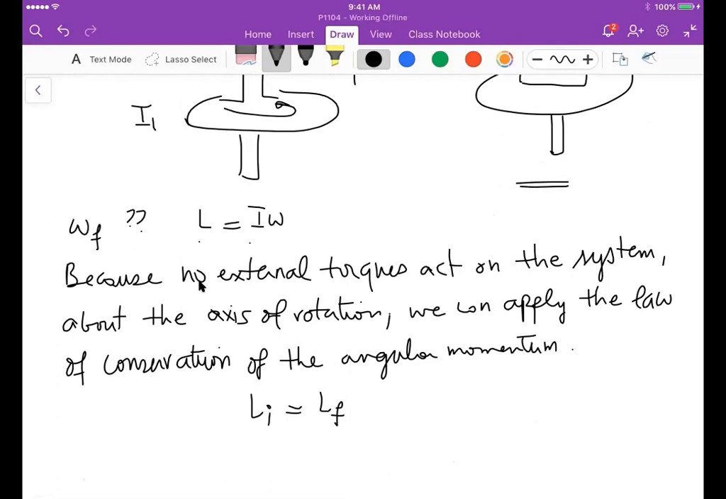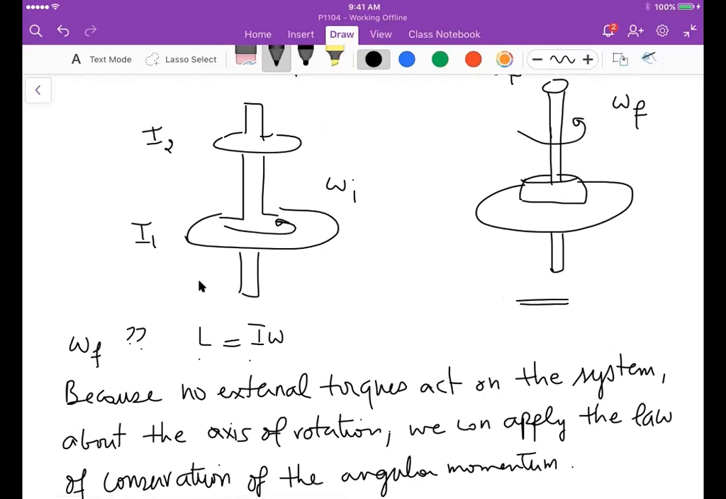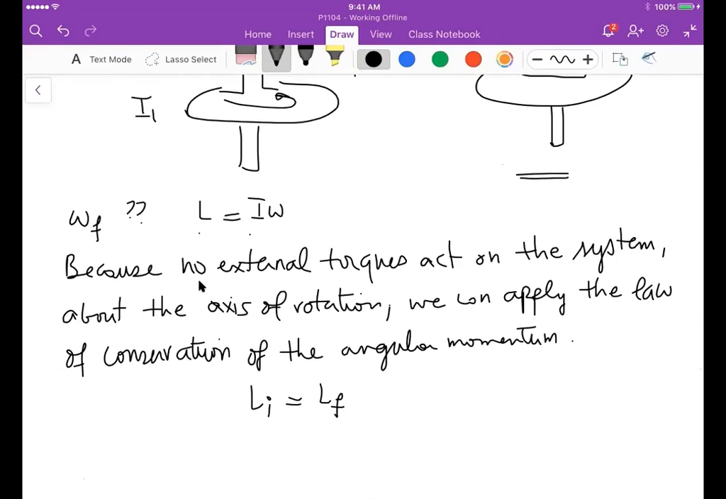At the initial time, only cylinder one was rotating. So omega 1 was equal to omega I, and omega 2 was equal to 0. Right? Or we can actually write this in the following way: I1 omega 1 initial plus I2 omega 2 initial is equal to I1.